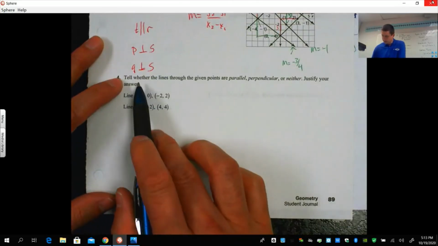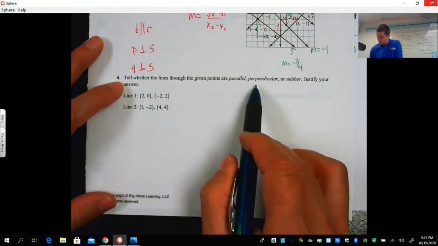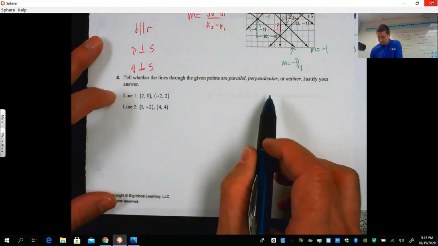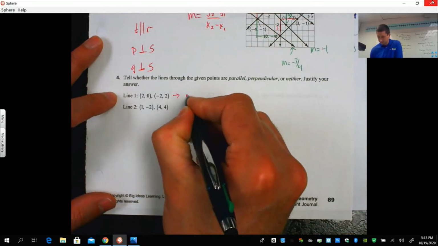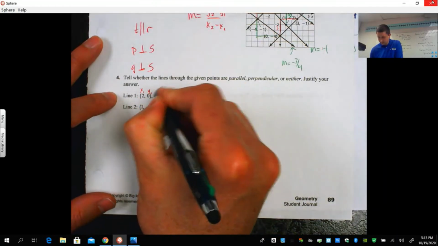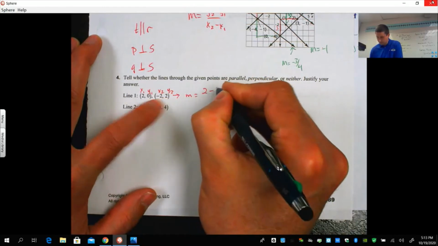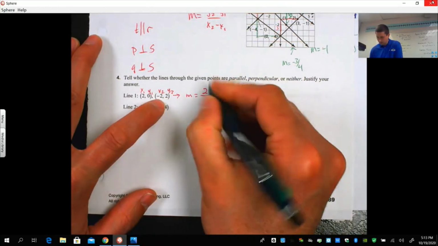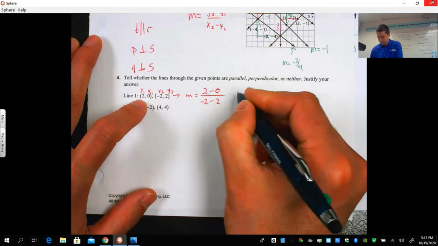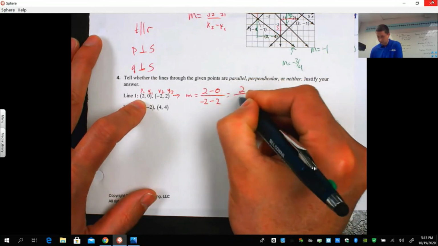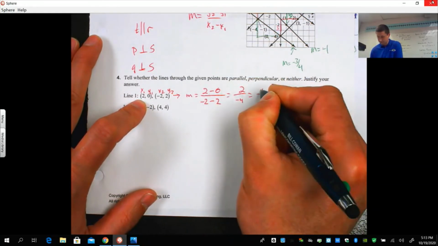Next set of questions: tell whether the lines through the given points are parallel, perpendicular, or neither. Justify your answer. So I'll just use my slope formula here. That's x1, y1, x2, y2. So m is y2 minus y1 over x2 minus x1. So you get 2 over negative 4, you get negative 1/2.